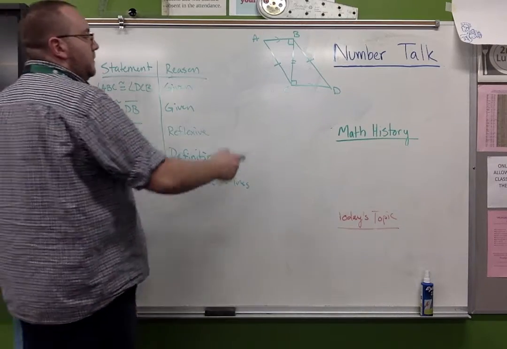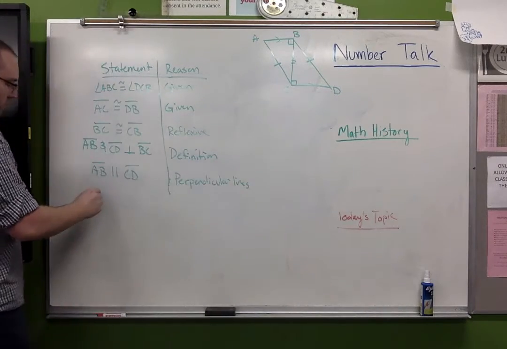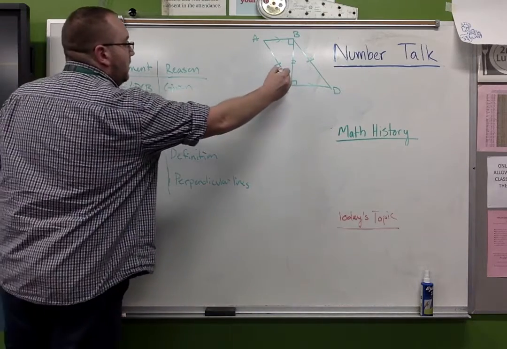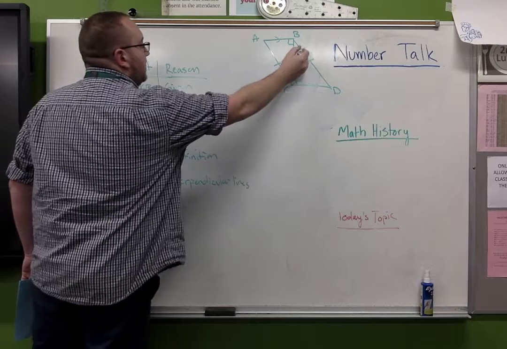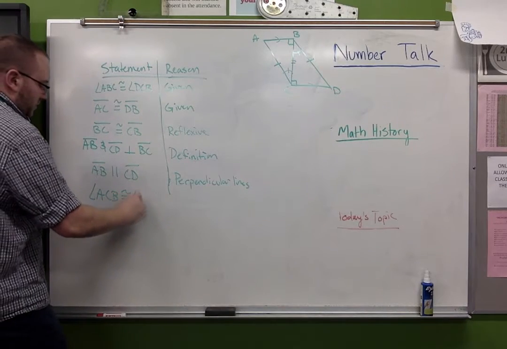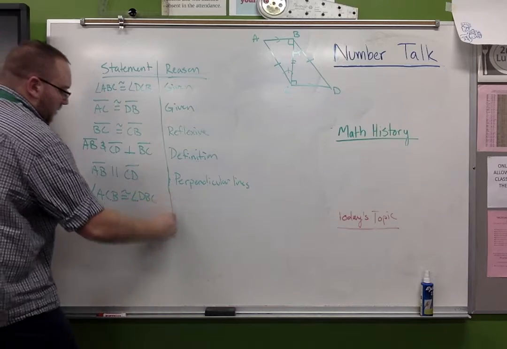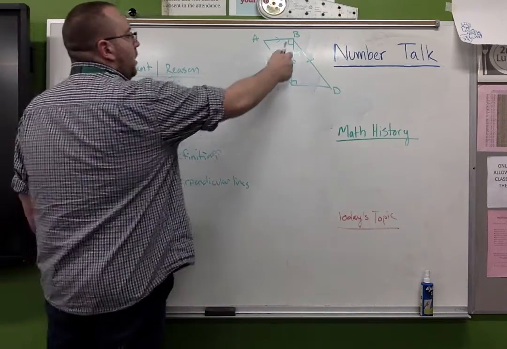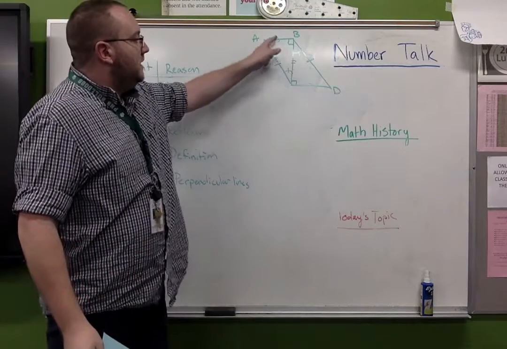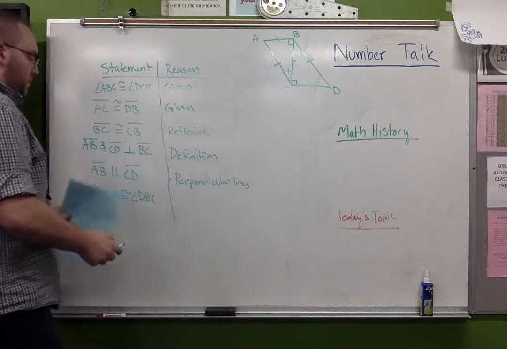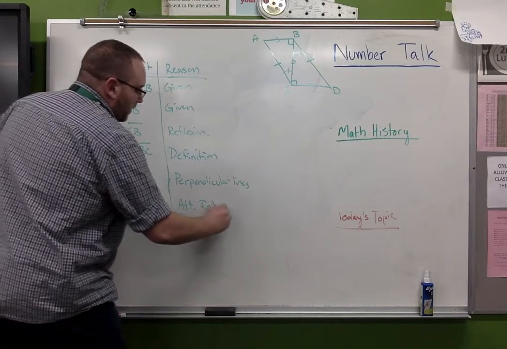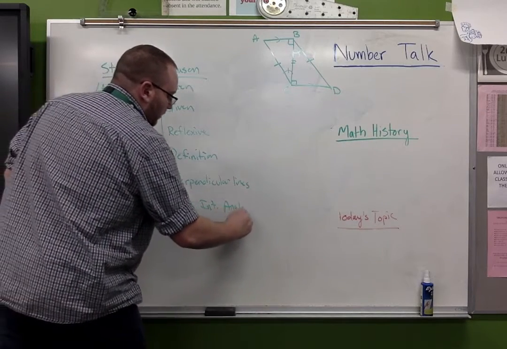Now we know that because these are parallel, angle ACB, so this angle here, is congruent to angle DBC. And the reason for that is because these are alternate interior angles. Right? They're on opposite sides of a transversal inside the parallel lines. So this is alternate interior angles.